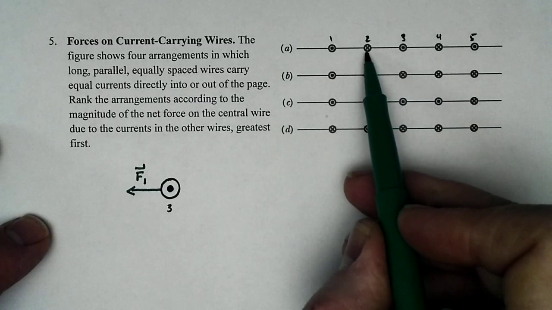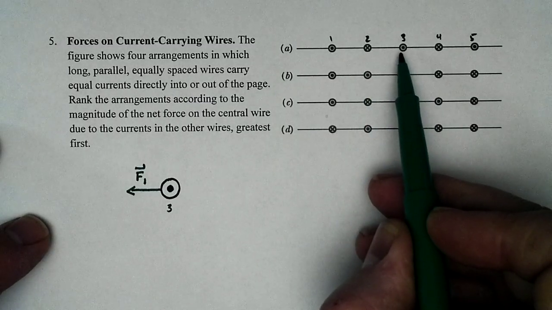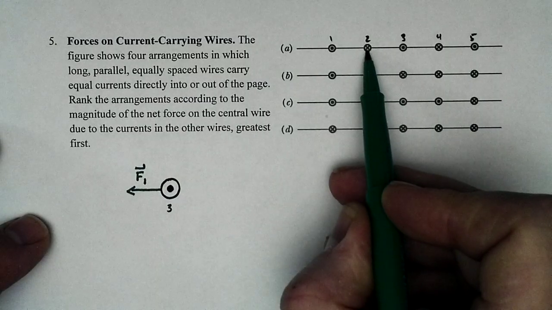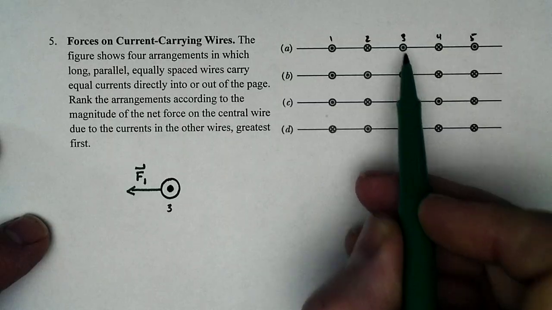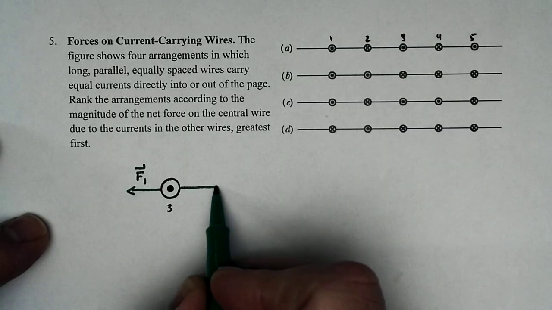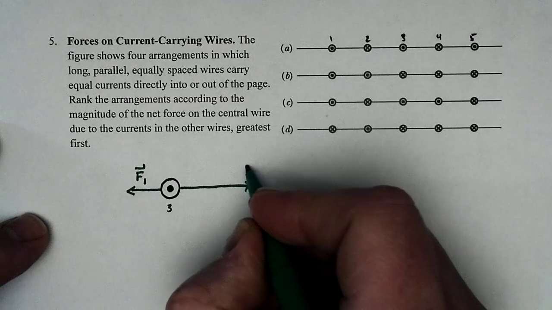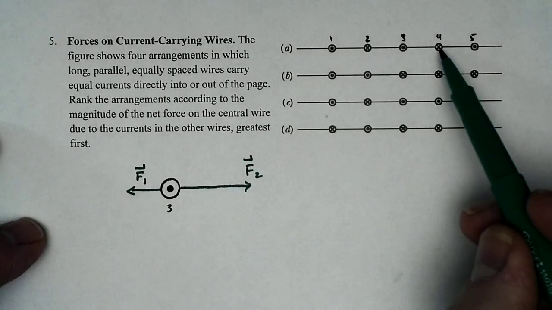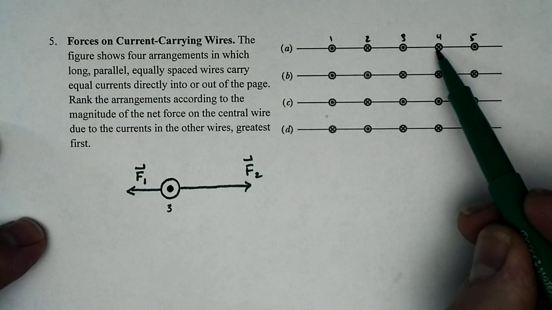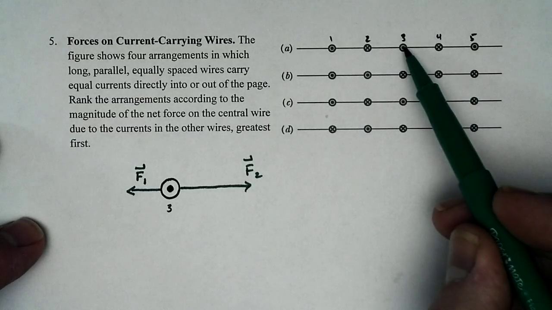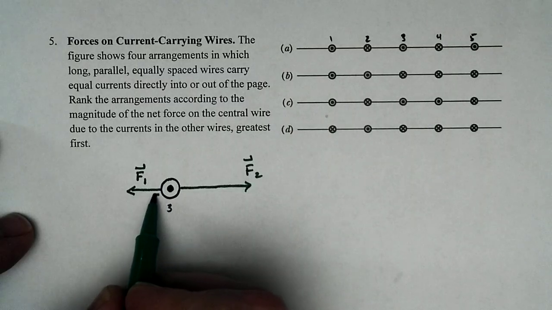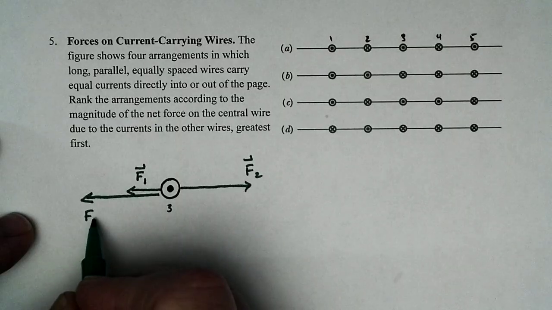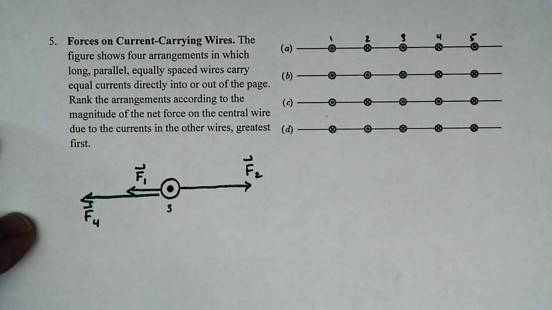Wire 2 is carrying current in the opposite direction to wire 3, so that's going to cause a repulsive force. That's going to push wire 3 away, and because 2 is half the distance away from 3, the force is twice the size. So there's the force from wire 2. Wire 4 is carrying current in the opposite direction to wire 3, so it's going to push wire 3 away. There is also a force in that direction, so there is the force from wire 4.